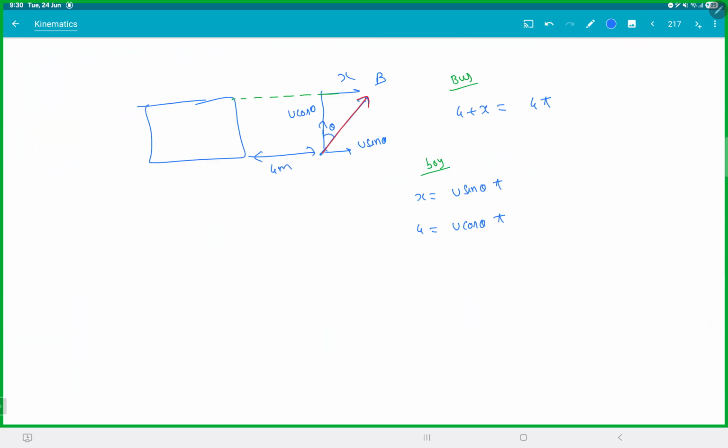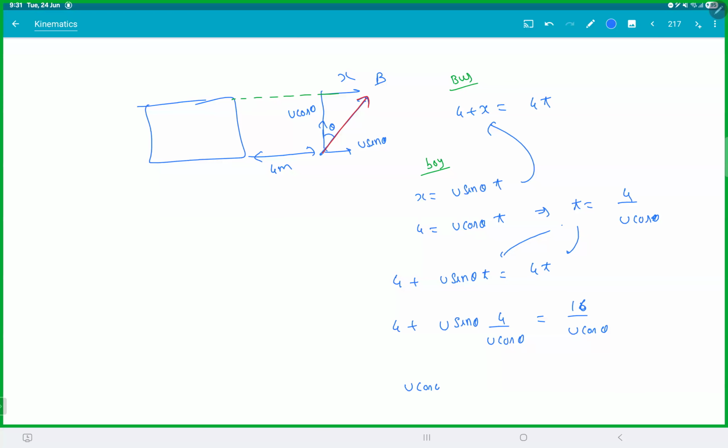But in case it doesn't strike relative motion, you can always do it in the ground frame. If you solve this, you'll end up with 4 plus, put x here. How much is this? u sine theta t is equal to 4t. t is equal to 4 by u cos theta. Substitute here and substitute here. This will be 16 by u cos theta. Multiply this. You will get u cos theta plus u sine theta is equal to 4. You will get u is equal to 4 by sine theta plus cos theta.